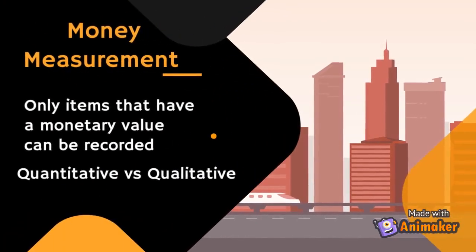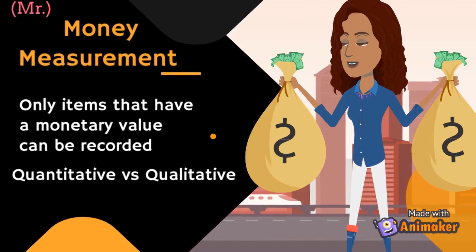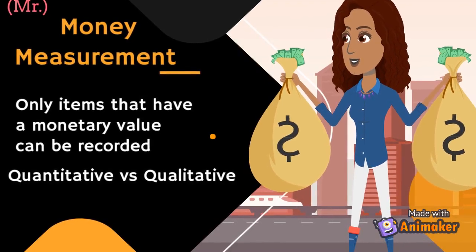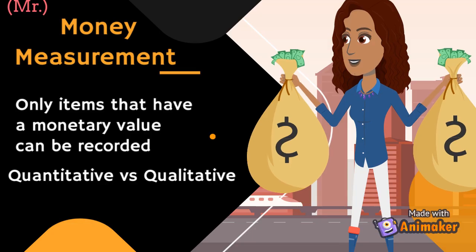M for Mr., M for Money Measurement. This GAAP specifies that only items that have a monetary value can be recorded. It is quantitative rather than qualitative. After all, it's all about the cha-ching.